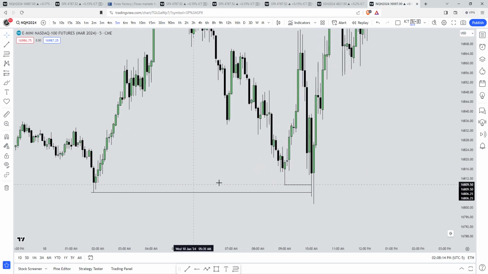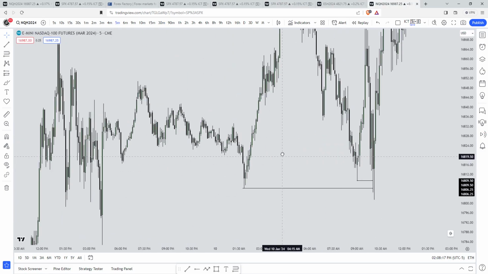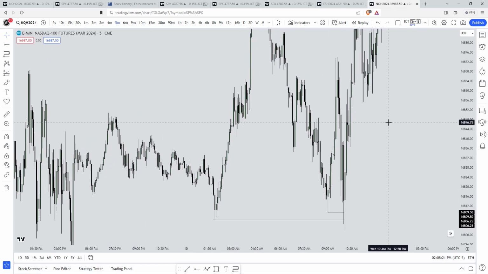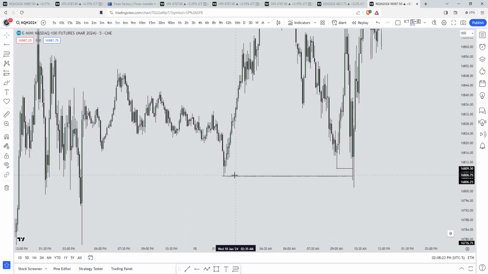So you can see that we do have these relative equal lows. They're very close to each other. Notice how we have another low down here. We posted this in the Discord anticipating higher prices using this. We had these relative equal lows. Notice how they're so close together.